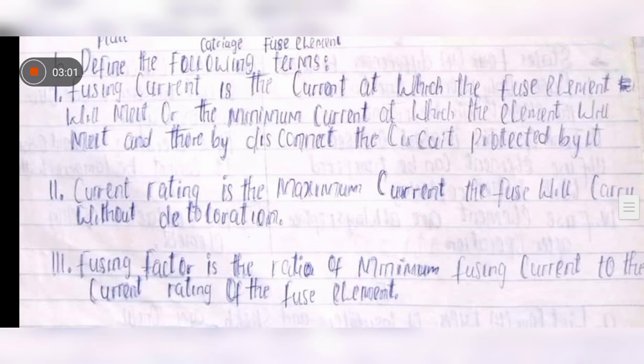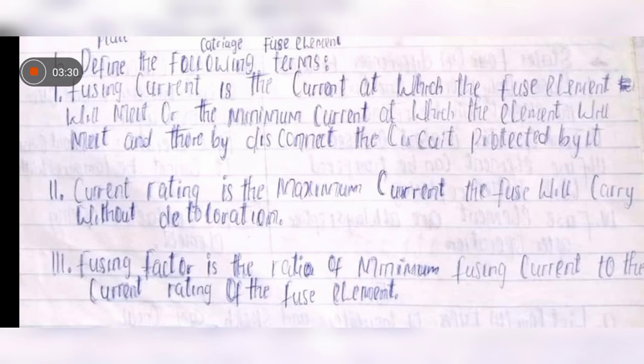So define the following terms: the fusing current, the current rating, and the fusing factor. The fusing current is the current at which the fuse element will melt, or the minimum current at which the element will melt and thereby disconnect the circuit protected by it.